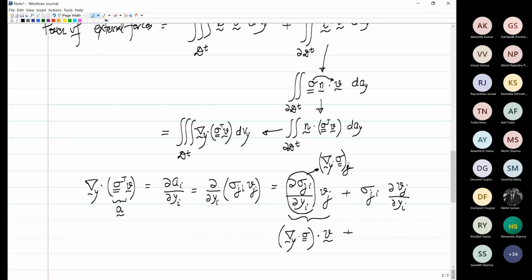Okay. And then the second one, you can see it is sigma Ji del Vj over del Yi. And what is del Vj over del Yi? That's the Eulerian gradient of velocity. So that's your L, isn't it? L, the Eulerian gradient. So this is simply sigma Ji Lji.